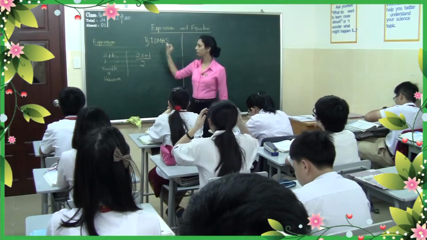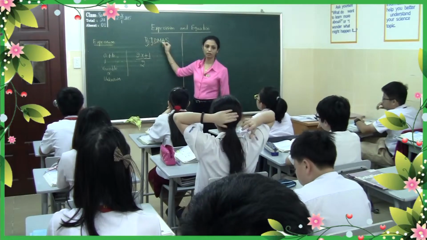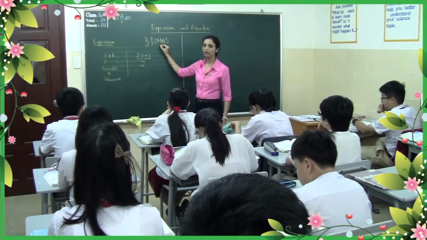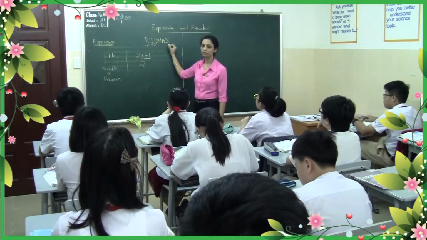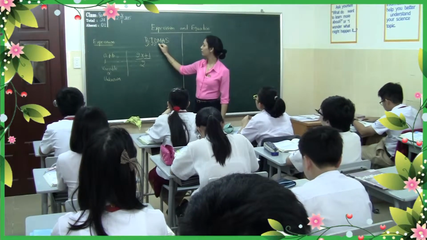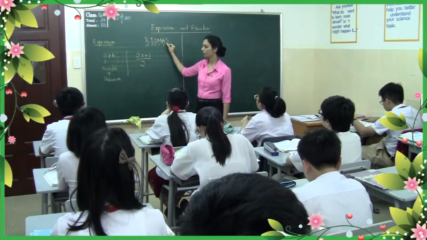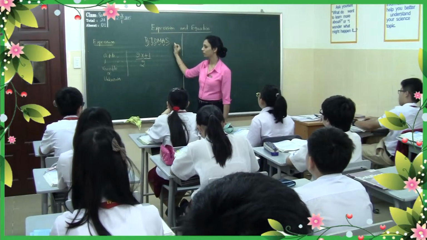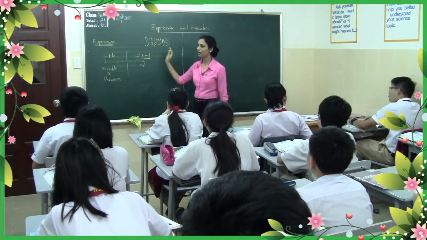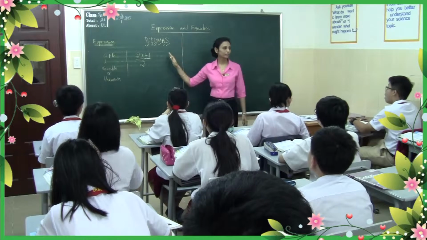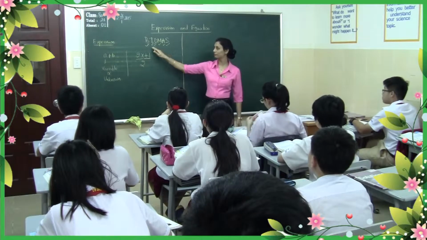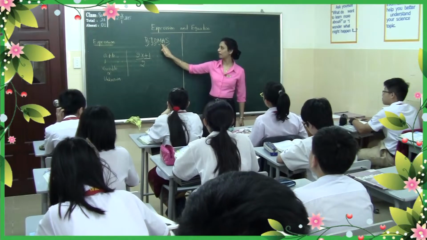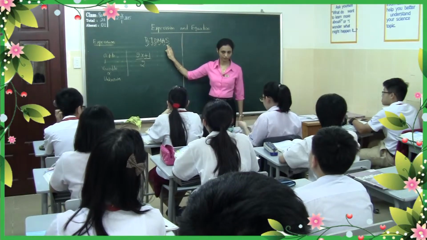What is this B for? Bracket. I for indices. And this one D for divide. And M for multiply. A for addition. Subtraction. So whenever we are solving an expression or anything, we should follow this BIDMAS rule: bracket, indices, division, multiplication, addition, and subtraction.